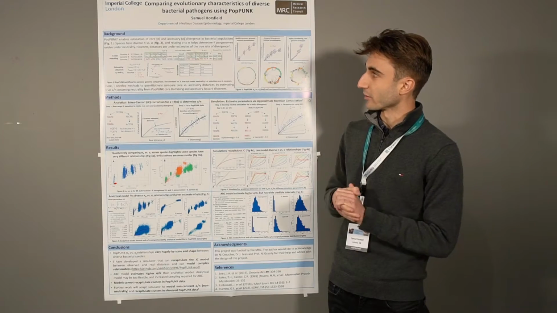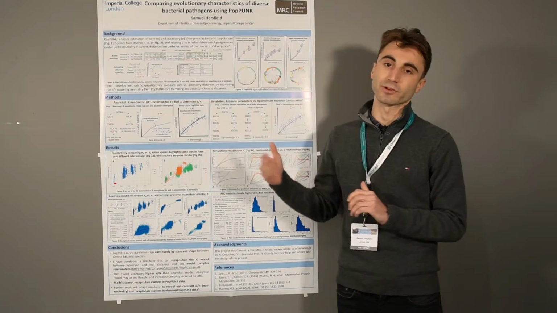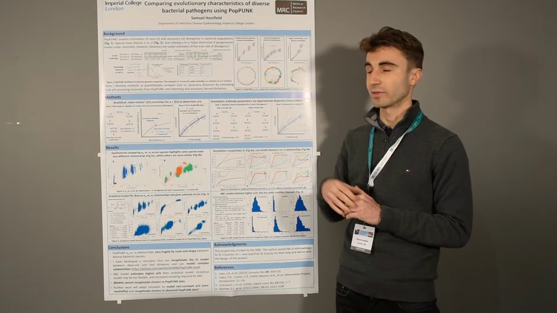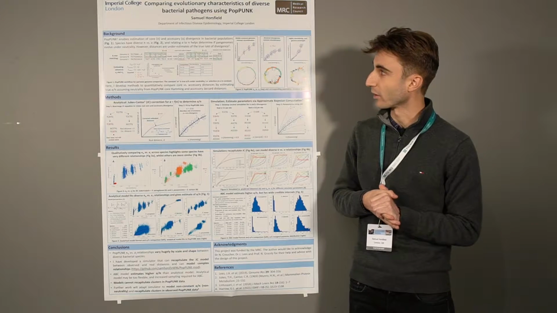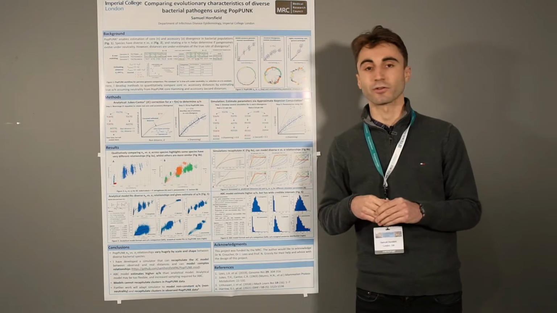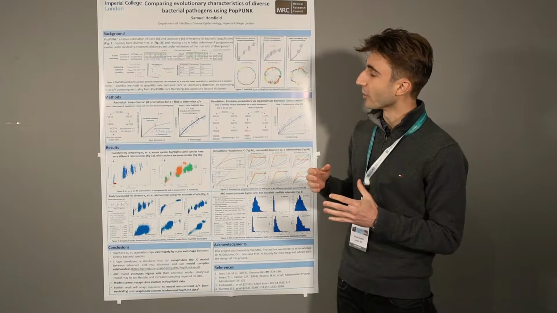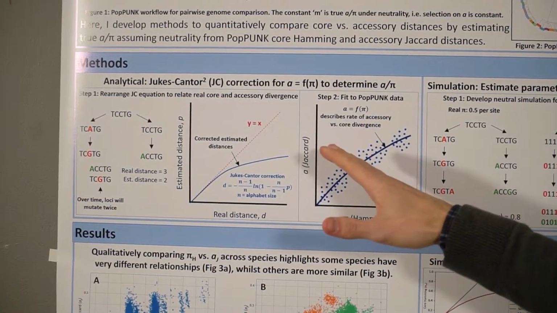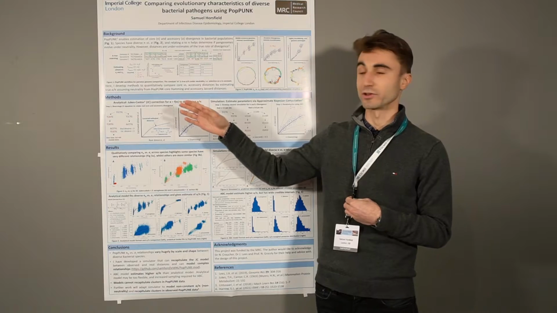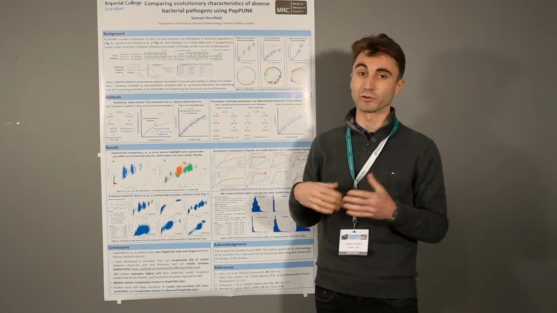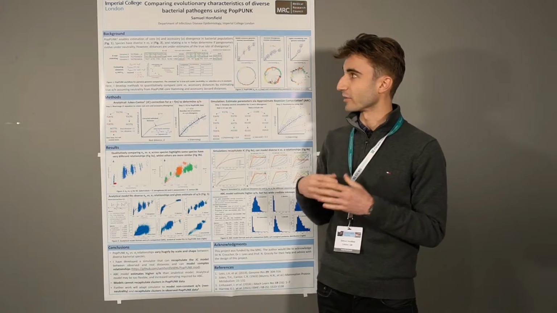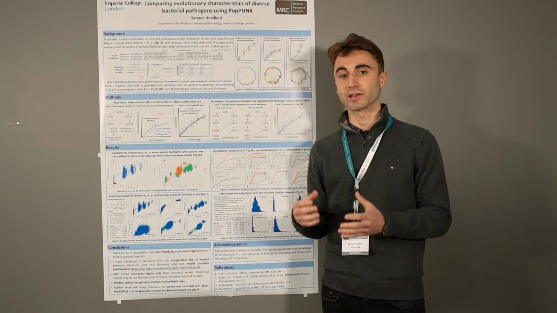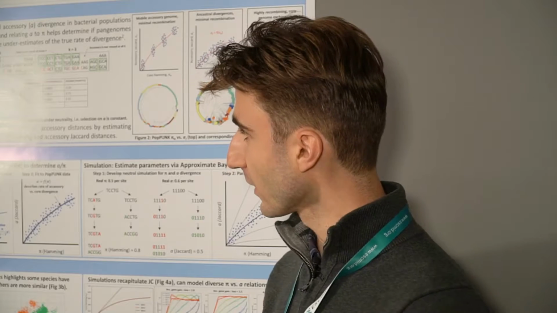So the aim of this work is to use the core and accessory genome relationship calculated by PopPUNK to see if we can identify a signal of selection in the form of the accessory over core genome divergence, or A over pi, assuming neutrality. The idea is to see whether we can detect selection in the accessory genome and answer the question of how the accessory bacterial pangenome, or the accessory genome in bacterial pathogens, evolves.